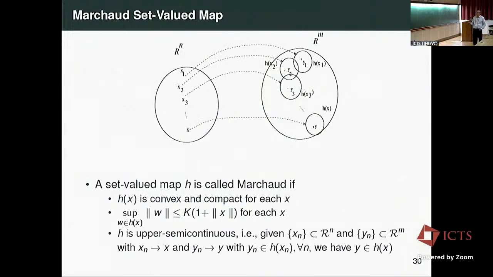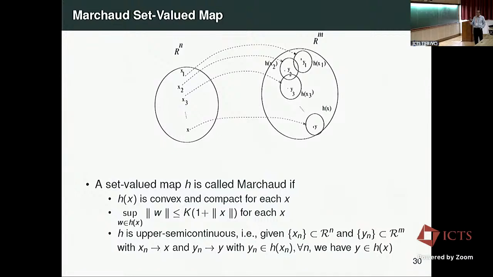So we need some conditions on the set valued map. There are some definitions that I'll talk about now. Let's say we look at a set valued map which takes in as an input any n-dimensional input, and in return you get a subset of R power m, a subset in the m-dimensional space. So give me any point x and I get a subset in this space. Such a map, we'll call a Marchaud map if these three properties hold. The first is that H of x, for any x, should be convex and compact. And then the supremum of norm w, where w sits in H of x, should be upper bounded by some K into 1 plus norm x for any x.